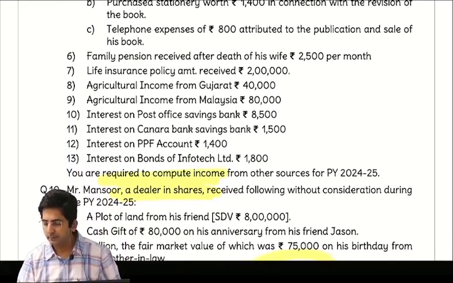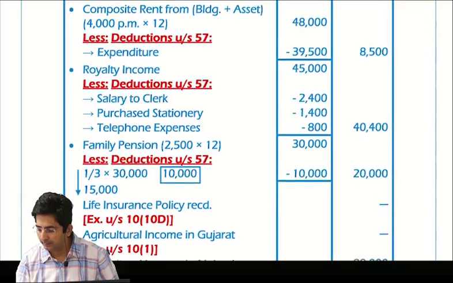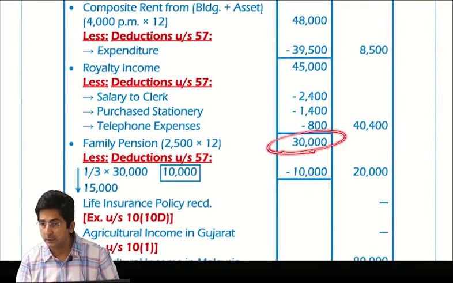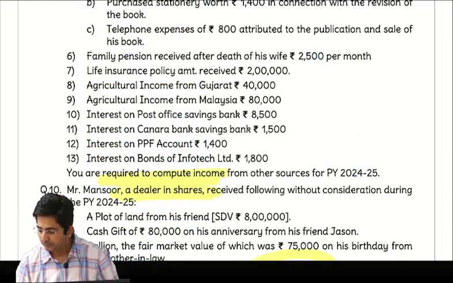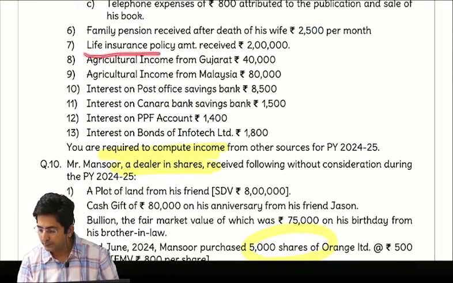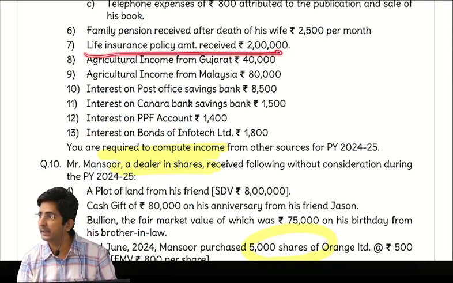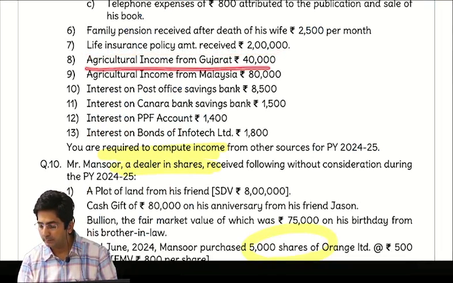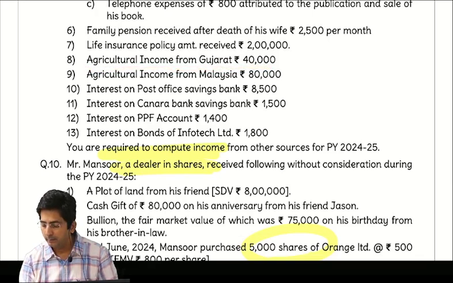Family pension. In the normal inner column you will write 30,000, less deduction under section 57, 1/3 or 15,000 whichever is less, so 1/3 is 10,000. Outer column 20,000. Then life insurance amount received, exempt under 10(10D). Agriculture income from Gujarat, it is in India, exempt under 10(1). Malaysia, foreign country, taxable.